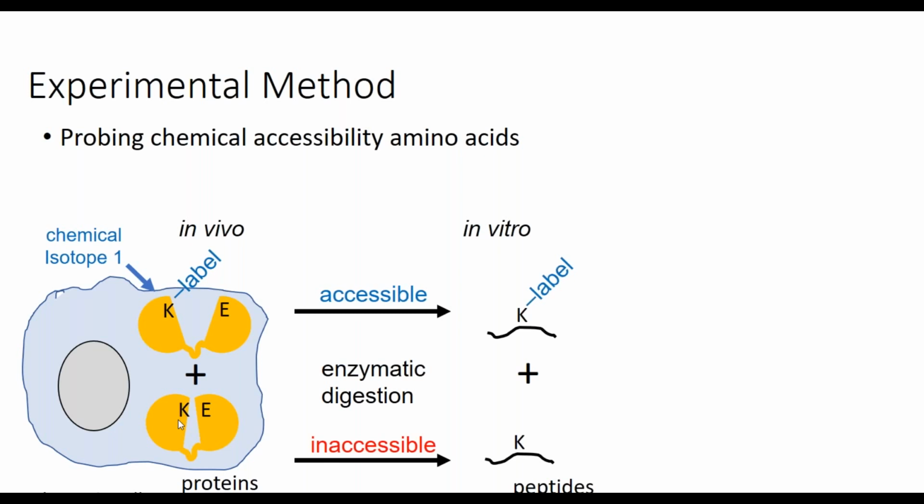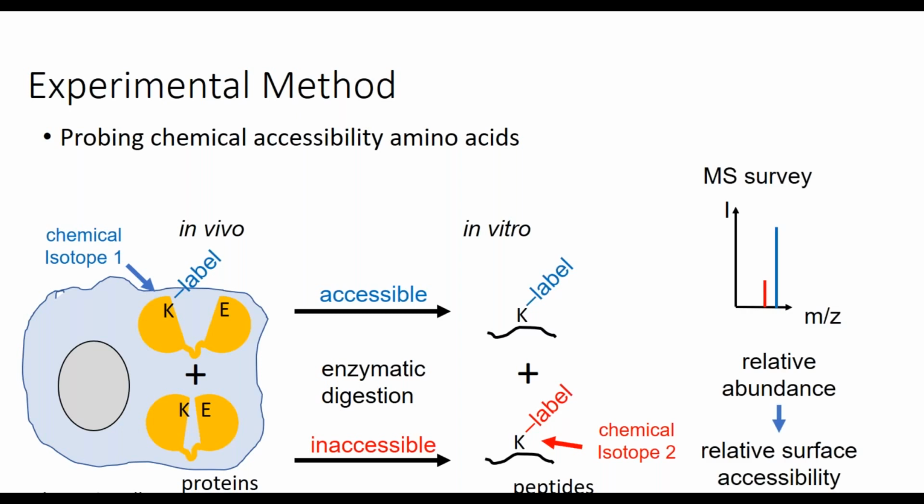Then we perform enzymatic digestion, and then a second labeling. Therefore the sites that were already labeled in vivo, because they were accessible, are not labeled anymore, but the ones that were not labeled because they were not accessible are labeled now. So at the end, after the mass spectrometry analysis, we have ratios between the two labels, and these ratios give us a measurement of the relative surface accessibility for those sites.